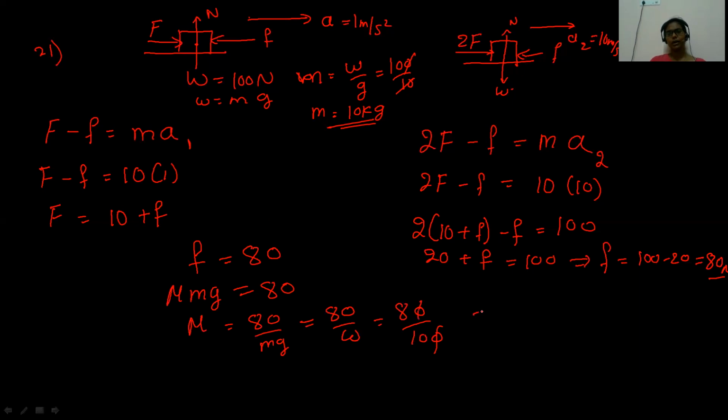So the zeros cancel. What is left? 8 by 10, that is nothing but 0.8. Understood? This answer is 0.8. There is no unit for this, so only 0.8 we can write. I hope this problem is clear, children. Right? Everyone has to understand.